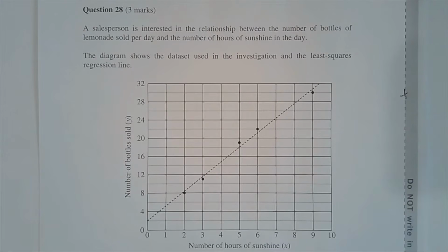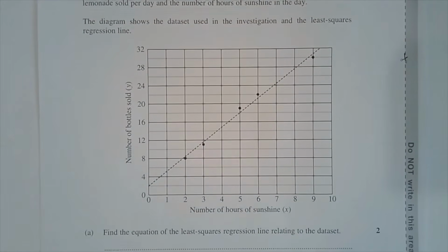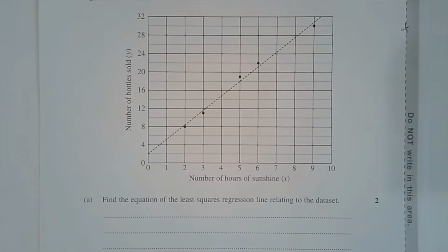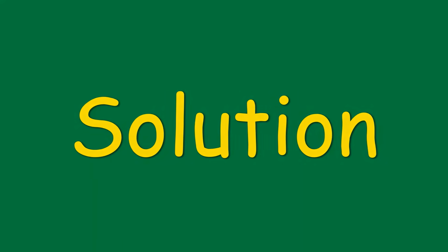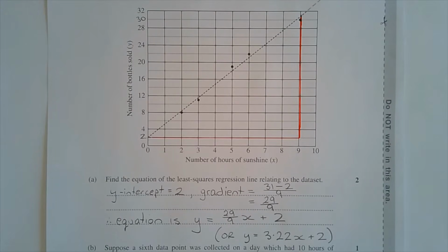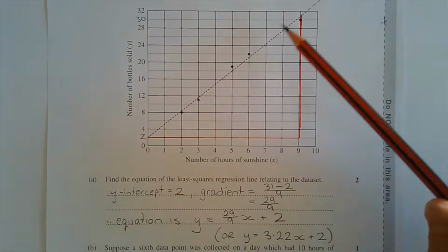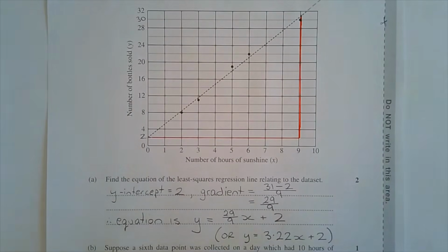Question 28. A salesperson is interested in the relationship between the number of bottles of lemonade sold per day and the number of hours of sunshine in the day. The diagram shows the dataset used in the investigation and the least squares regression line. Part A. Find the equation of the least squares regression line relating to the dataset. The equation is in the form y equals mx plus c, where m represents the gradient of the line and c represents the y-intercept. From the graph, we can see that the y-intercept is equal to 2, so c is equal to 2.